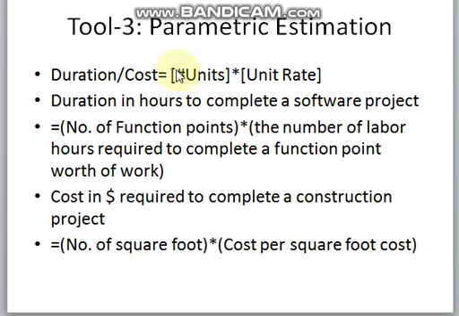Now, if we take the parametric estimation to estimate the duration to complete a software, it will be equal to the number of function points multiplied by the number of labor hours required to complete a function point worth of work.